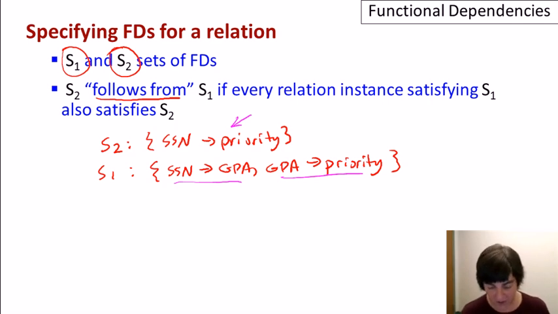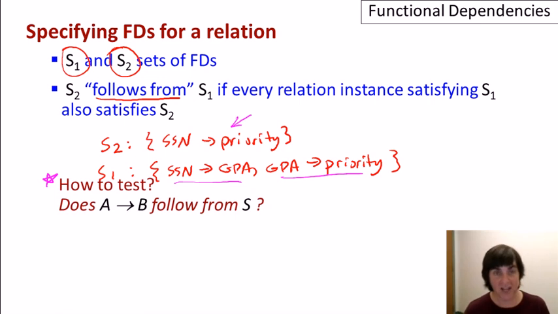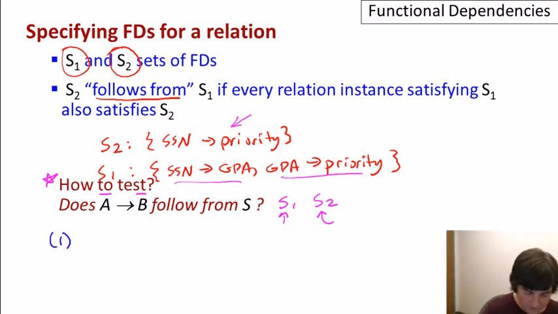Every time we have a relation that satisfies Social Security number determines GPA and GPA determines priority, then that relation will also satisfy Social Security number determines priority. And we kind of proved that in an earlier part of this video. One question you might have is, how do we test whether one set of functional dependencies follows from another? That really boils down to testing whether one functional dependency follows from a set. Let me make this A bar, B bar here to make clear they can be sets of attributes. Because if we have S1 and S2, then we just check whether every functional dependency in S2 follows from the functional dependencies in S1.